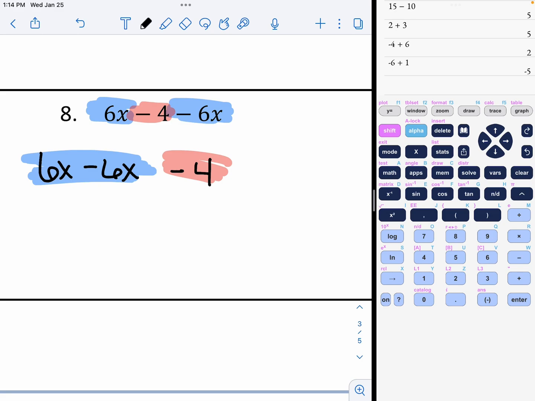So, 6 take away 6 is 0x, right? So we just don't write it. So my only thing I have left is a big fat negative 4.